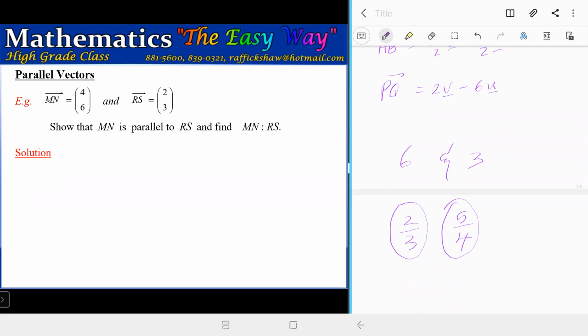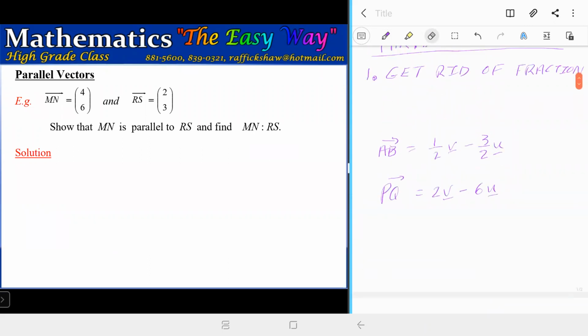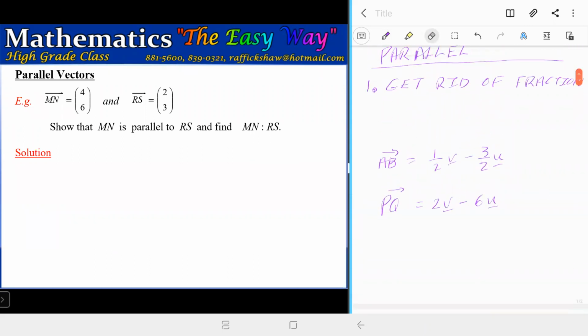It's harder to see the relationship between the vectors when they are expressed with fractions. So that's why we get rid of fractions first, because we're trying to see the relationship between them. So that's the first step, get rid of any fractions. After you get rid of the fractions, the second step is that you multiply up the small vector to make it equal the larger vector.